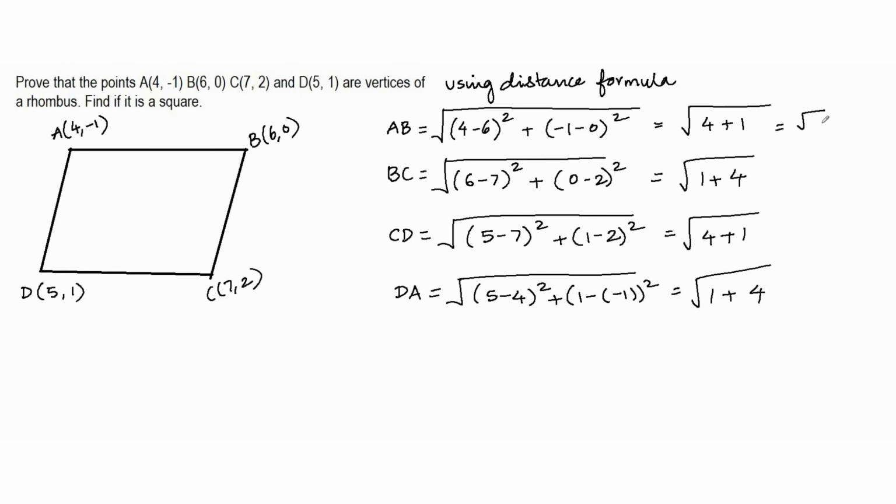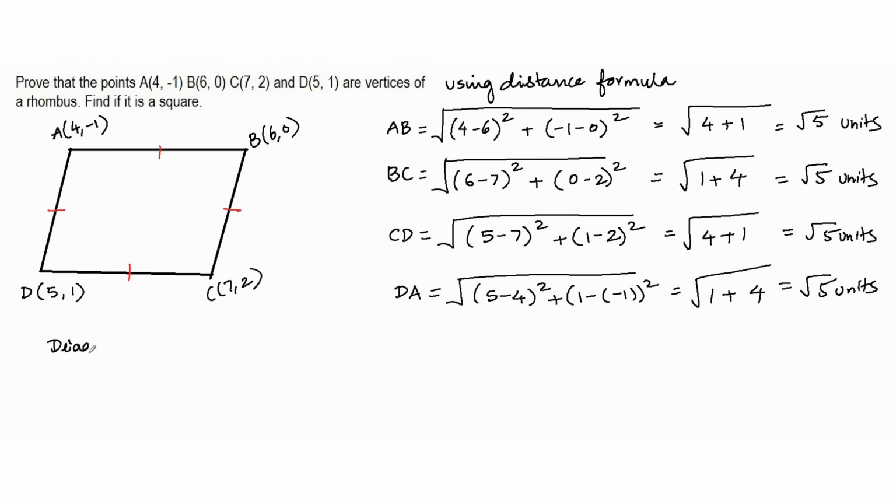So you will find that each of these distances is equal to square root of 5 units, right? So all these distances are equal, which means that the four sides of this particular quadrilateral are equal, and if the four sides are equal, we say that this particular figure is a rhombus. Now to find whether it is a square, there's a simple check. I can simply go ahead and find the diagonals.